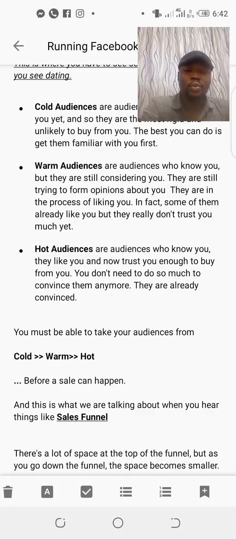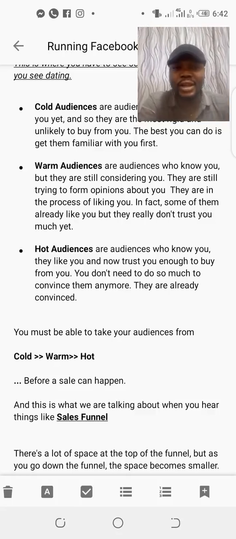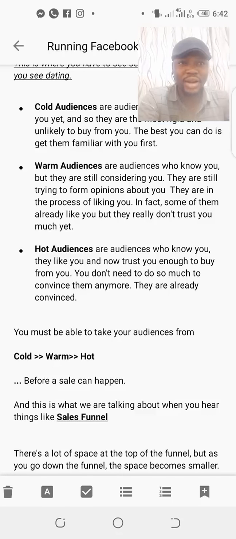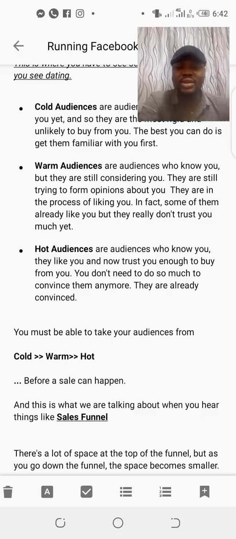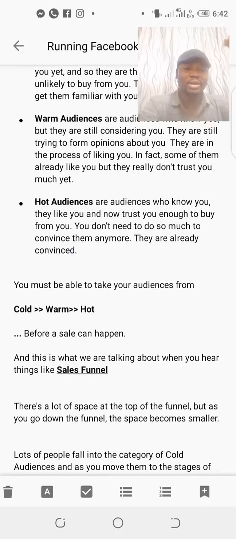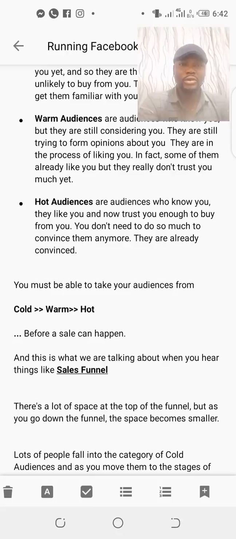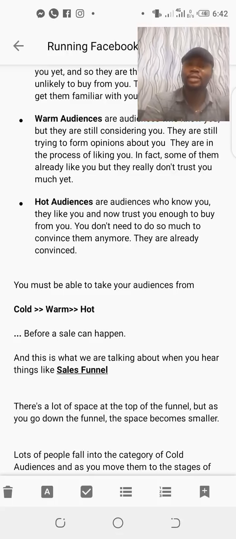And this is what we are talking about when you hear things like sales funnel. I'm sure you must have heard about sales funnel before. There's a lot of space at the top of the funnel, but as you go down the funnel, the space begins to get smaller. That's a funnel. Can I get a funnel there? A funnel. Let me have a funnel.